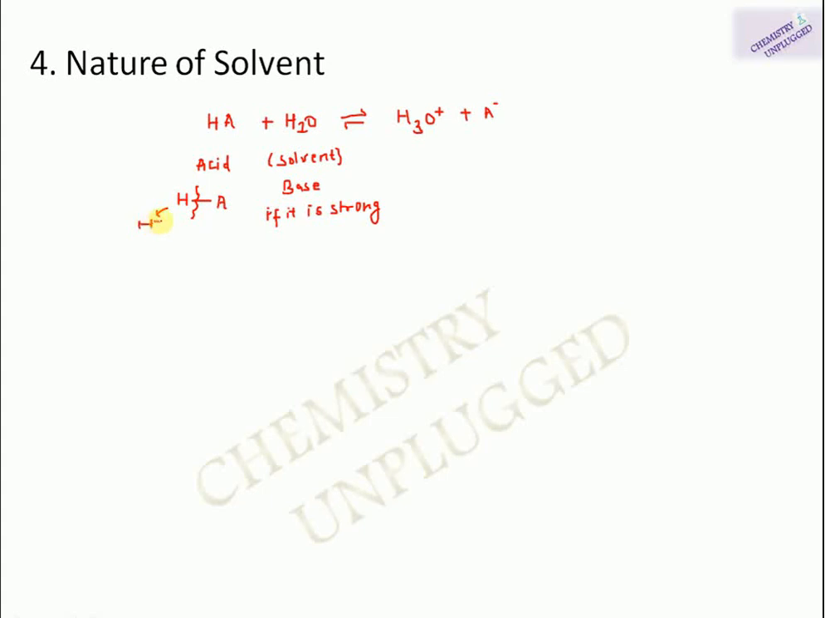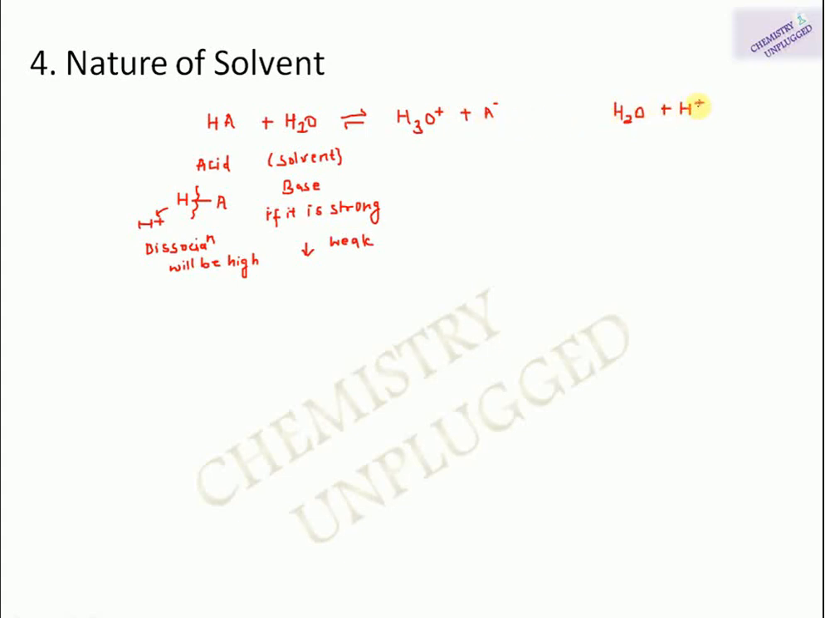It can easily break the HA bond. So we have a larger amount of H plus, and in this way its dissociation is high, the value of alpha is high, therefore it is acting as a strong acid. And if the base is weak, then the acidic nature of the acid will also decrease because it is not able to abstract protons from the acid.